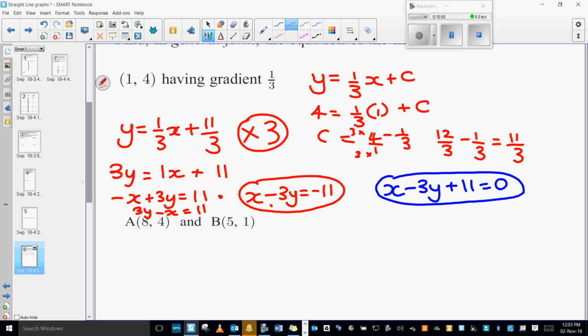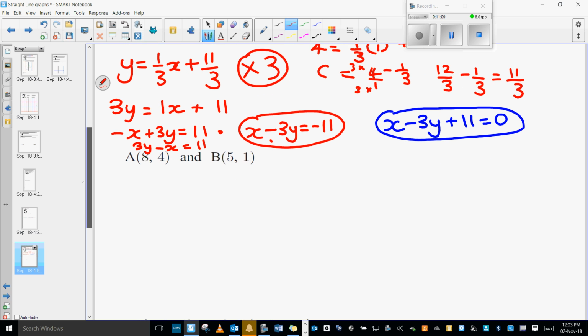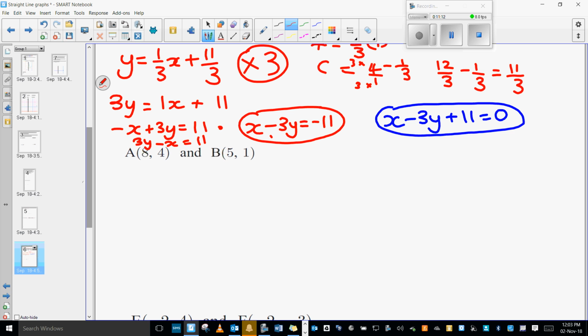Okay, right, so we've been given the gradient and a coordinate there, so that was our initial same method. Here we've been given two coordinates. Again, first thing we have to do is find the gradient. So our gradient for this one would be 1 subtract 4 over 5 subtract 8. 1 subtract 4 is -3, and 5 subtract 8 is -3. -3 divided by -3 is positive 1. So we have a gradient of 1.